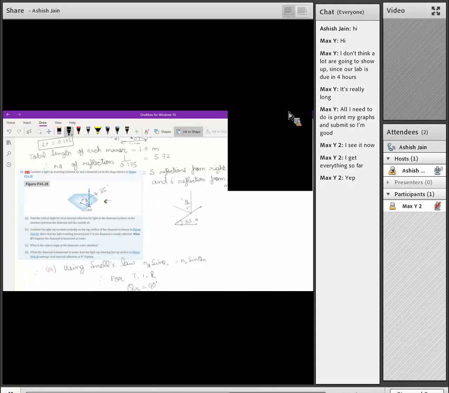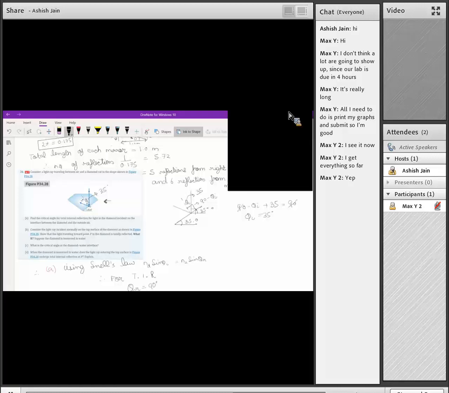This is theta I. I'm claiming that this is also 35 degrees. Let me prove it to you. So if I draw that, this is also 35 degrees. This angle is 90 minus theta I, and this angle is 90 minus theta I plus 35 is equal to 90 degrees. So this cancels out.